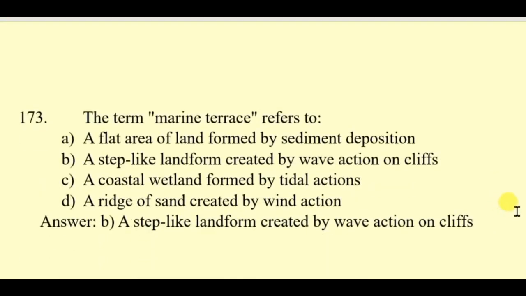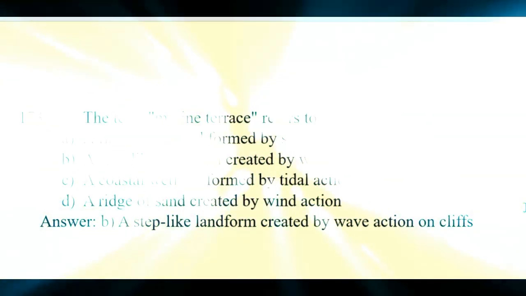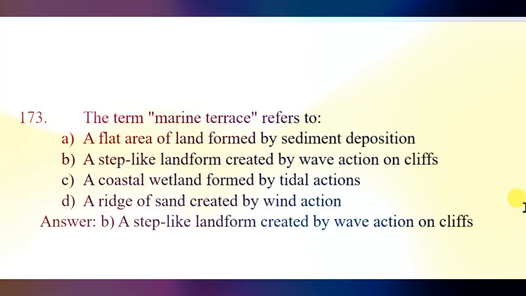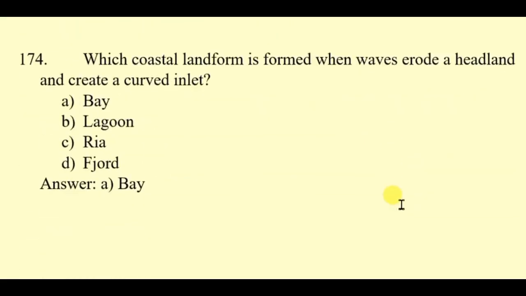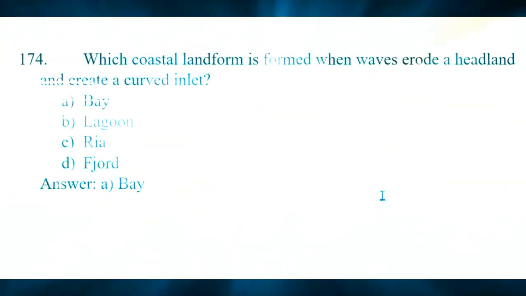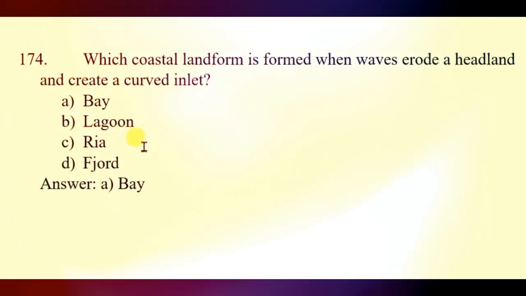Question 173. The term marine terrace refers to: a flat area of land formed by sediment deposition, a step-like landform created by wave action on cliffs, a coastal wetland formed by tidal actions, or a ridge of sand created by wind action. The right answer will be a step-like landform created by wave action on cliffs. That will be marine terrace, and a similar step-like landform in a river is called a river terrace. Question 174. Which coastal landform is formed when waves erode a headland and create a curved inlet? Bay, lagoon, ria, fjord. The right answer will be bay.